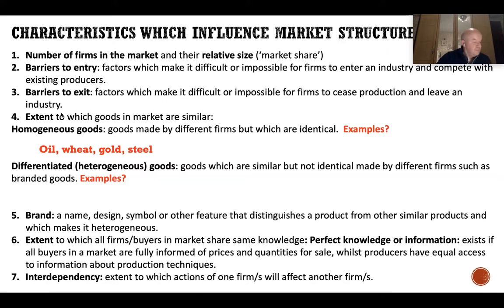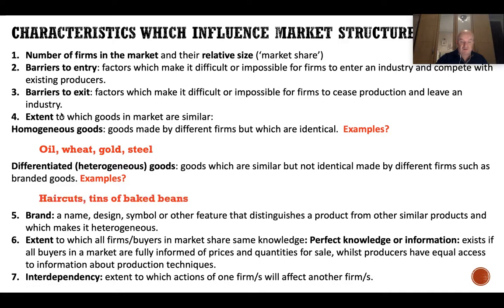Okay, so we've looked at some examples here. So I want to add some examples in for homogeneous goods, so goods that are made by different firms but which are identical. Well, we've got 4 there: oil, wheat, gold, and steel. The products that people produce, although they might have slight variants, effectively oil, wheat, gold, and steel are pretty much the same products, aren't they? Okay, so they're known as homogeneous products.